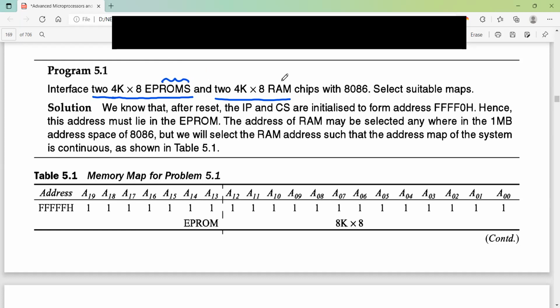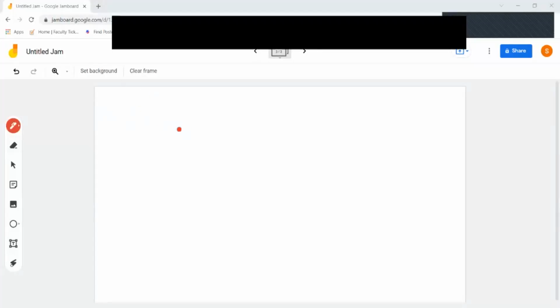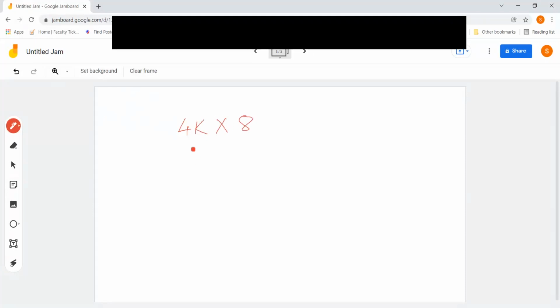And we have another RAM. Now, what is the meaning of writing in this fashion, 4K into 8? Just please understand this. Let me once again go into the Jamboard. What is the meaning of writing in this fashion, 4K into 8? This is the nomenclature which is followed.